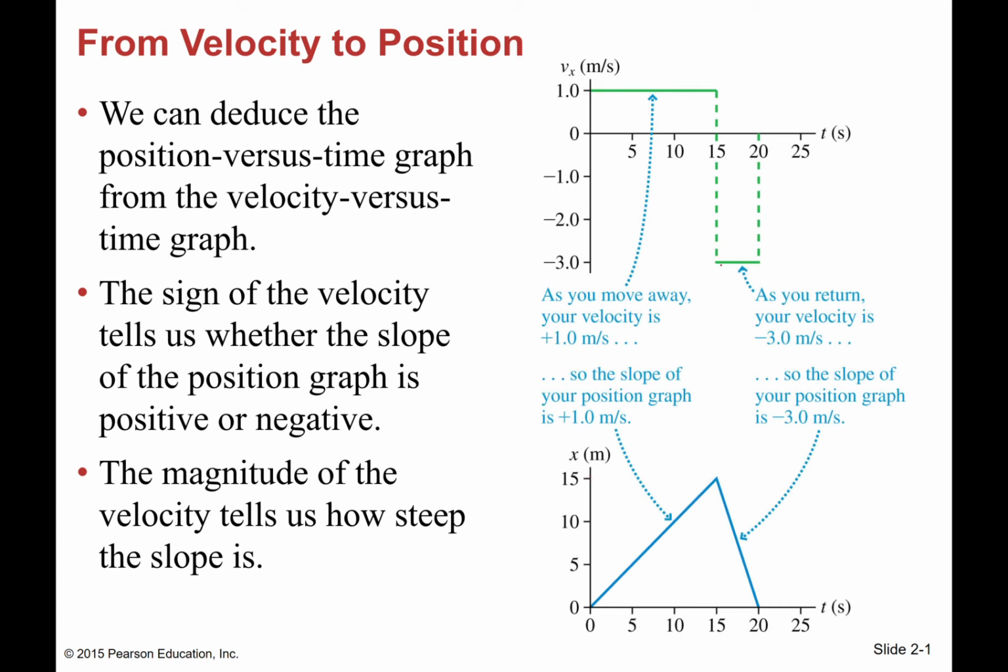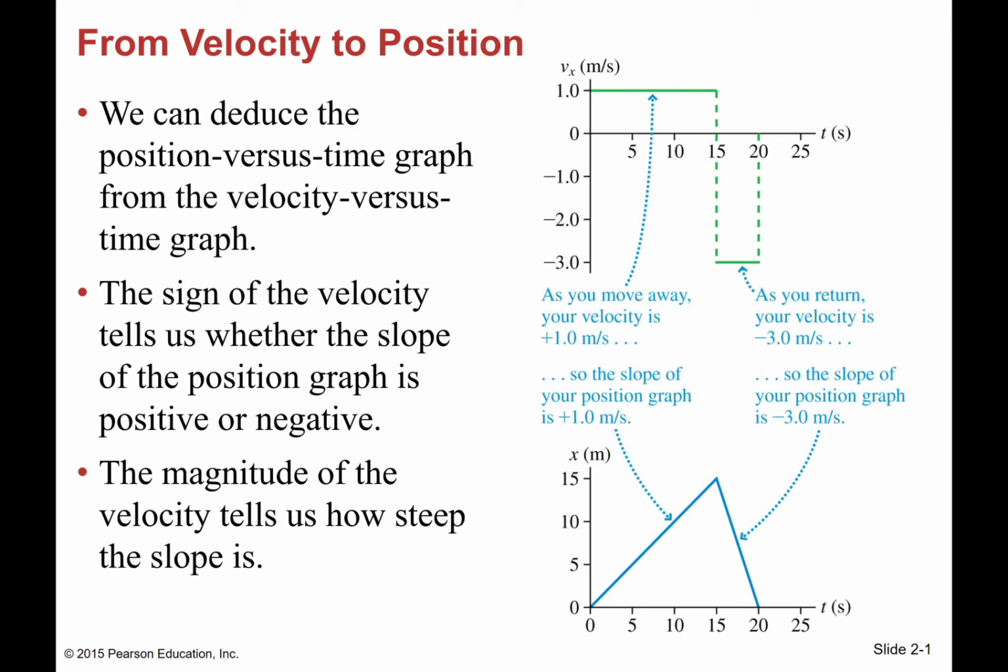And then here, you get 3 meters per second over 5 seconds. That gives me 15 meters again. So it goes back to the initial point. So it goes from 0 to 15 meters at a speed of 1 meter per second for 15 seconds, and then comes back at minus 3 meters per second for 5 seconds. So that is how you get the position versus time graph from the velocity versus time graph.